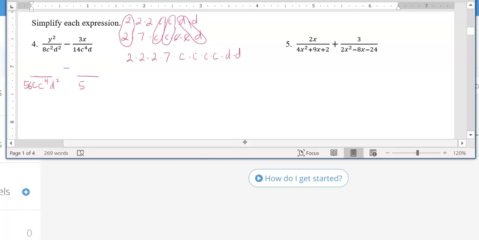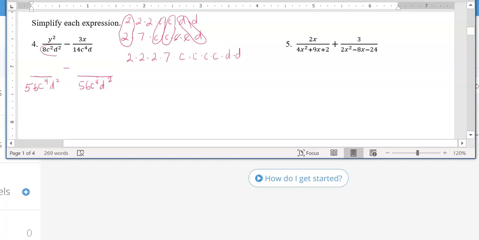56, c to the fourth, d to the second, c to the fourth, d to the second. All right, so once you understand how to get the LCD, then you divide, okay?